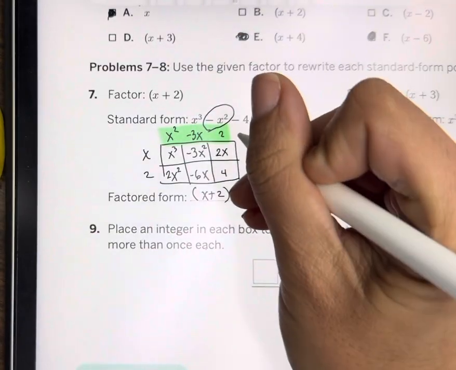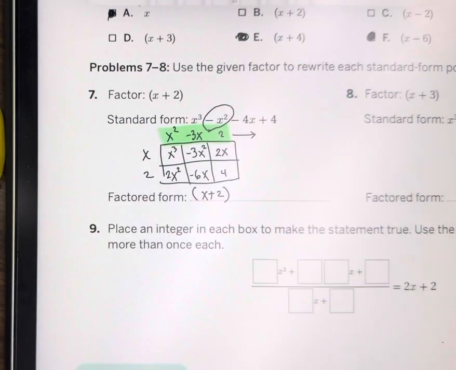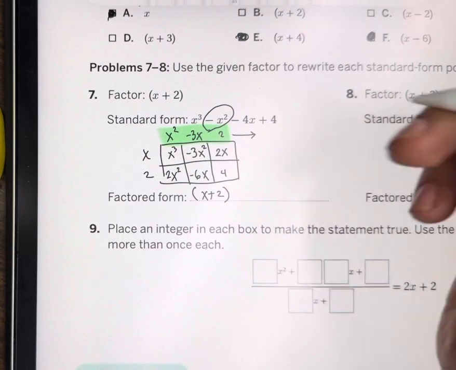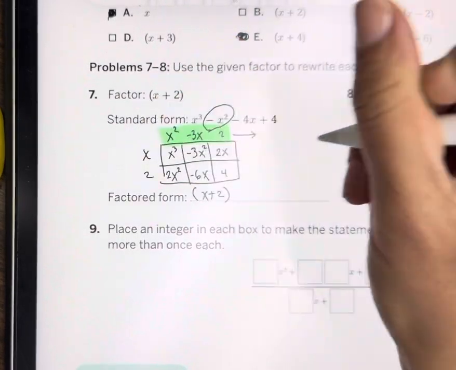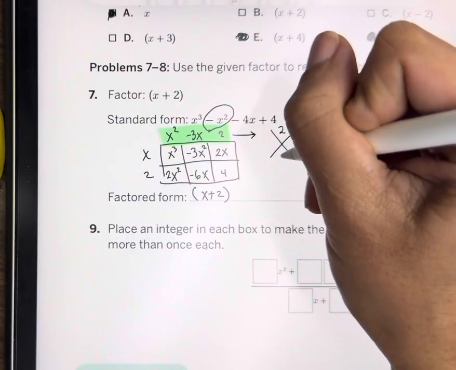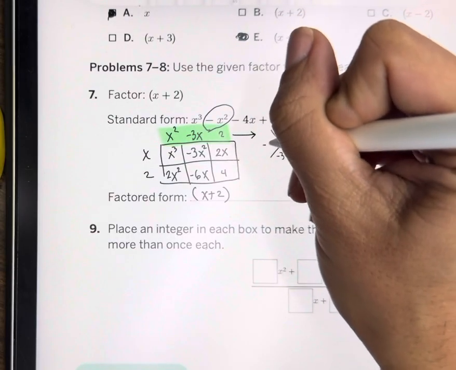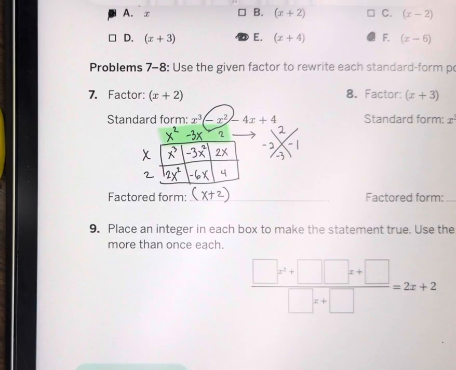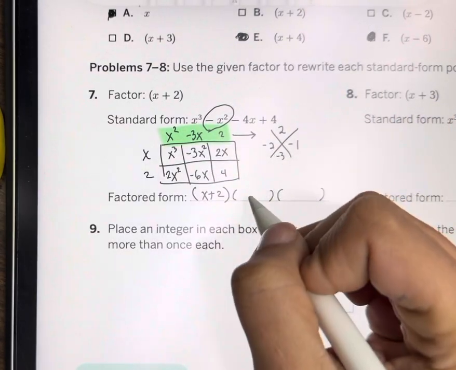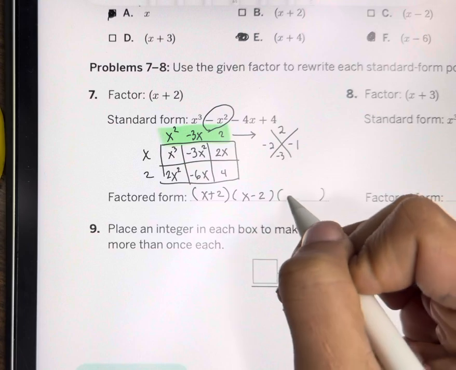However, if this keeps factoring, I've got to keep factoring it. If it didn't factor, I would just put that here and be done. But I can look at 2 and negative 3 and at least be suspicious that I can multiply to get 2 and add to get negative 3, which I can. Negative 2 times negative 1 is 2. Negative 2 plus negative 1 is negative 3. So that means that this factors even further into x minus 2 and x minus 1.